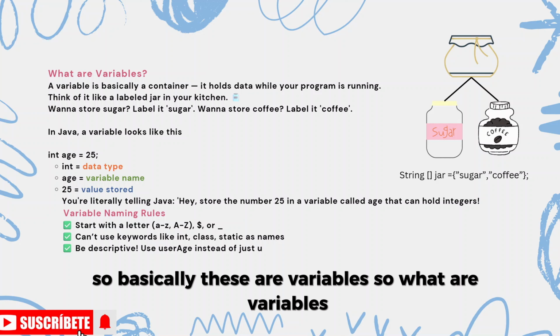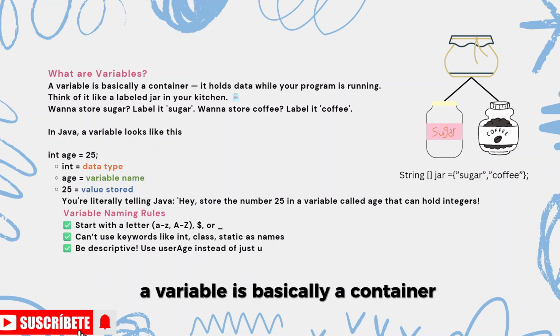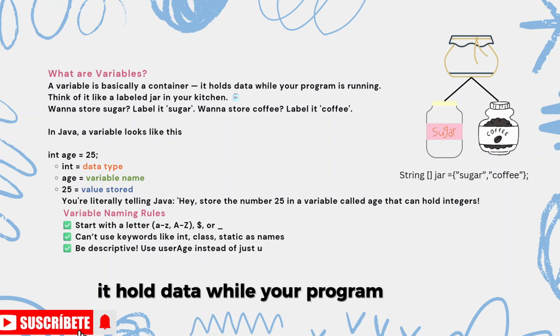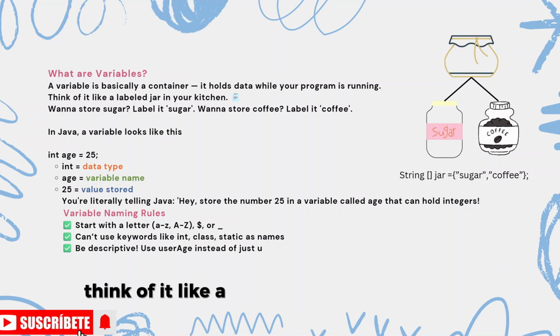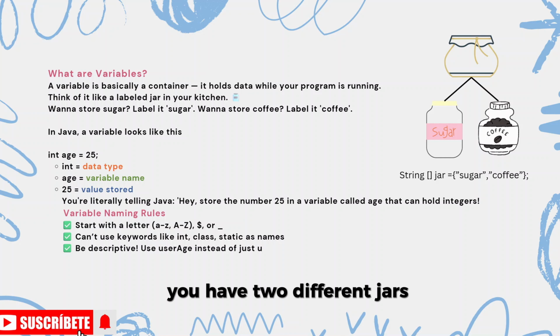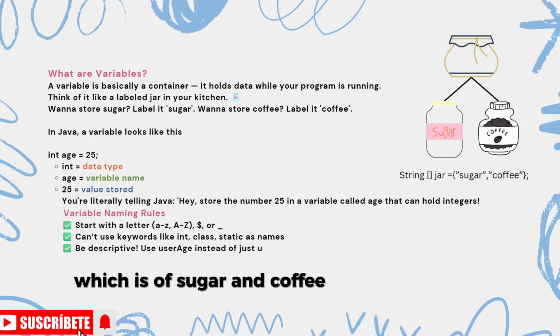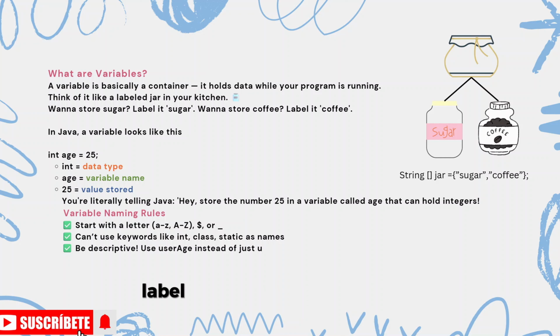So what are variables? A variable is basically a container. It holds data while your program is running. Think of it like a labeled jar in your kitchen, right? You have two different jars, one of sugar and one of coffee. If you want to store sugar, label it sugar. Want to store coffee, label it coffee.